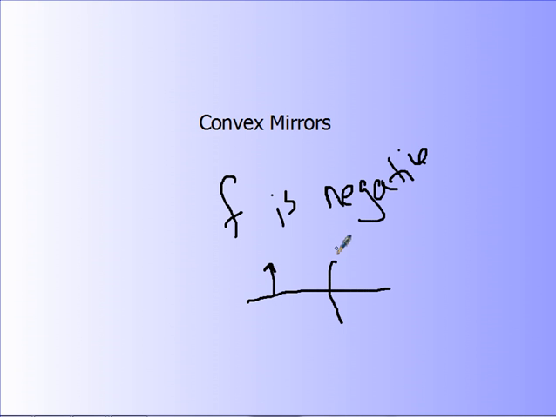If this is my object, it's always going to curve away from you, as if you were looking at a Christmas ornament. Now, what I really like about convex mirrors is the diagrams are all exactly the same. You're always going to wind up with a virtual reduced upright image. Let's look at the diagrams.